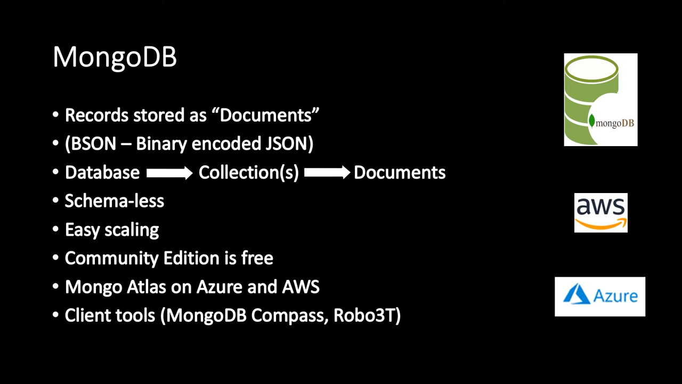MongoDB has available quite a few client tools, the equivalent of SQL Server Management Studio. An example is MongoDB Compass, which is available free and ships with the Community Edition as well as the Enterprise Edition. Also Robo3T is a free GUI-based client for MongoDB that we can download and use free of charge. There is also the Mongo Shell, which is a command line interactive client tool that we can also use to connect to our MongoDB database instance.